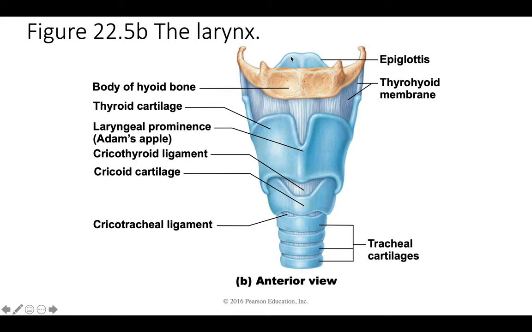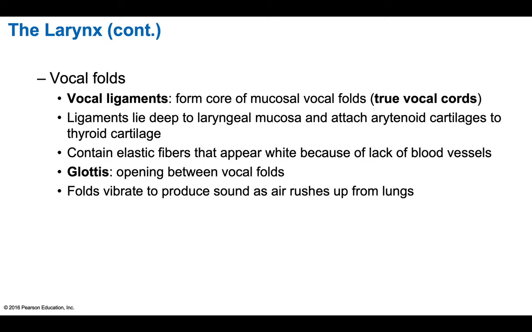Under the laryngeal mucosa on each side, we find the vocal ligaments, which attach the arytenoid cartilage to the thyroid cartilage. These ligaments, which are largely made of elastic fiber, form the core of mucosal folds called the vocal folds, or another term that's used, and it's more commonly heard, the true vocal cords. The vocal folds vibrate, producing sound as air is expelled from the lungs. The vocal folds and the medial opening between them through where air passes is called the glottis.